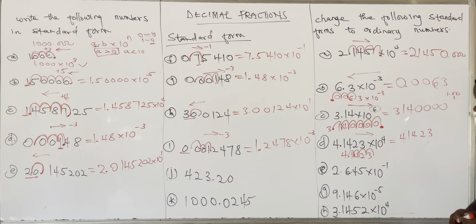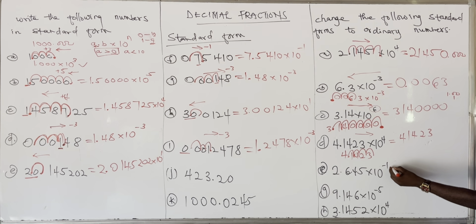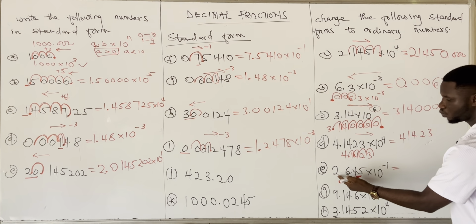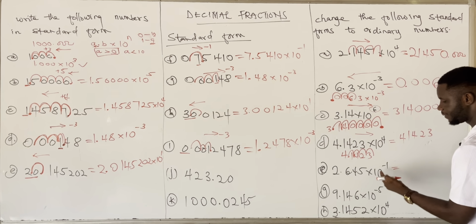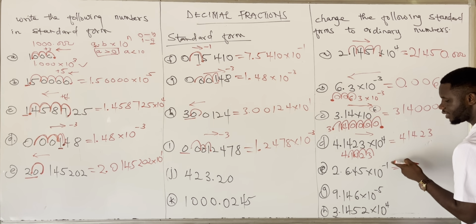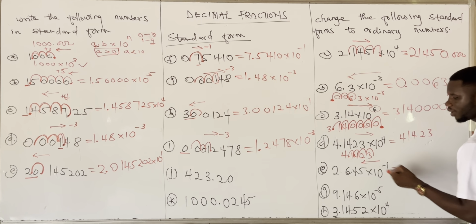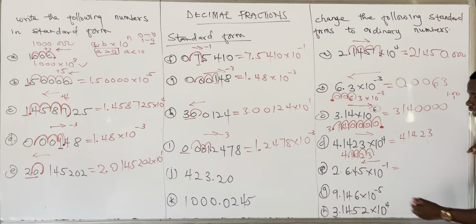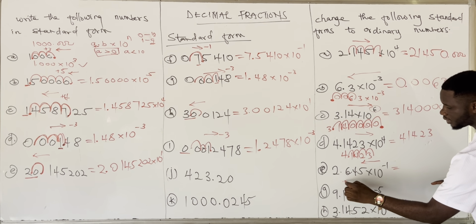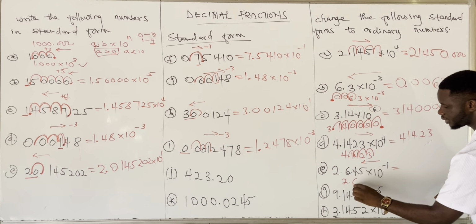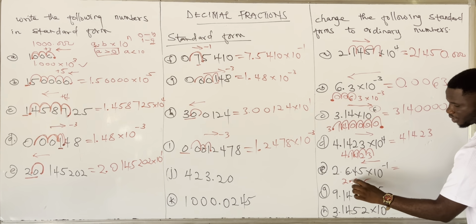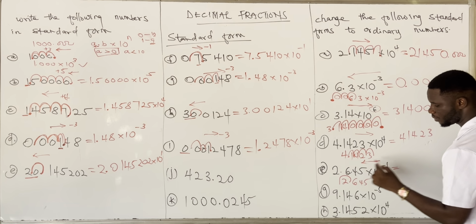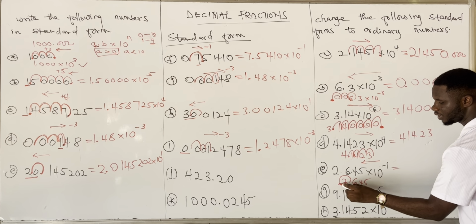Let's check the F. Then you solve the last two yourself. This is 2.645 times 10 raised to the power negative 1. We have a negative exponent, so we are moving to our left. Now let's write our 2.645. We are moving to our left how many times? Only 1, because we have power negative 1 over here.